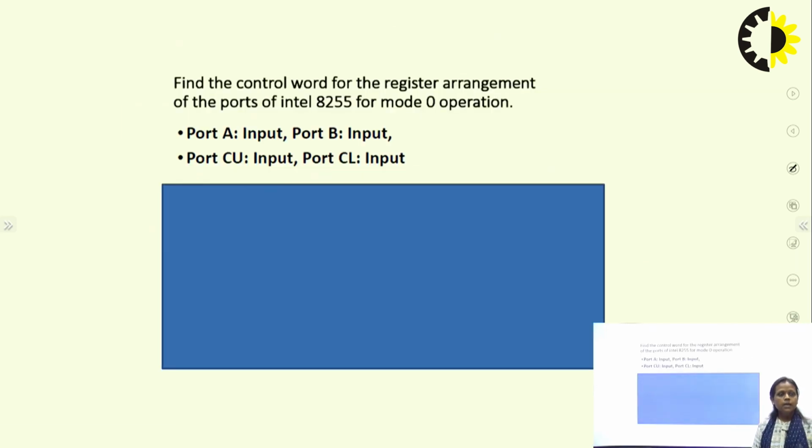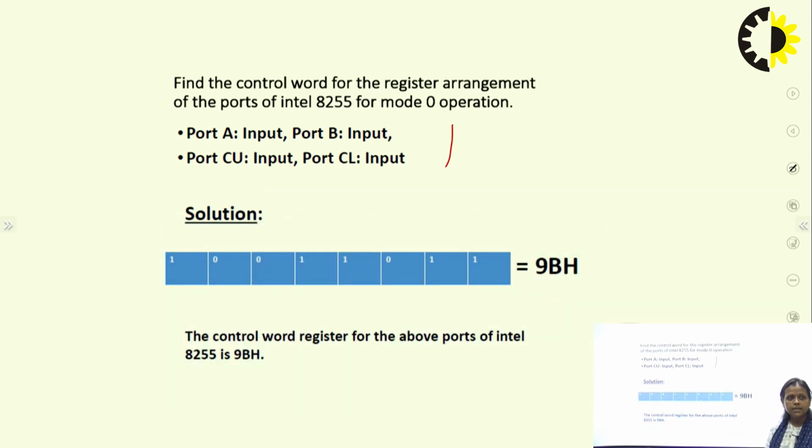Next, find the control word for the register arrangement of the ports of the Intel 8255 for mode 0 operation, and this is the configuration. According to this configuration, if we set or reset all the bits, we will get 9BH, and the control word for the above ports of the Intel 8255 is 9BH.